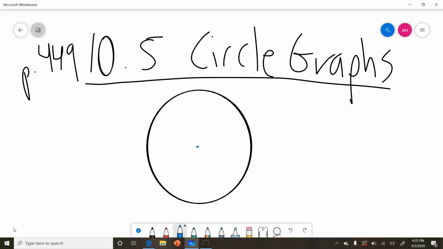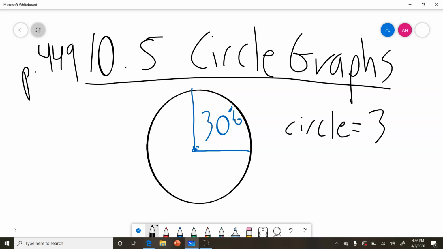Now, here's the center of that graph. And let's say that I have two lines going like this. Okay, they go from the center of this graph. And let's say that that is 30%. Okay, it's actually not 30%, but let's say that it's 30%. The question would be, how many degrees is 30%? Well, if you remember, a circle has a total of 360 degrees. Now, not percent. Okay, see that this is 30%. A circle has 360 degrees.